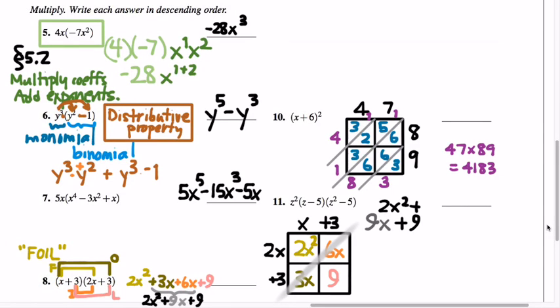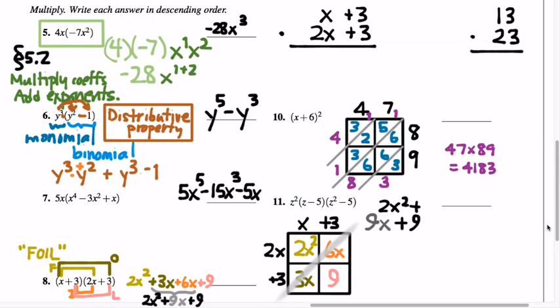So let's try it with x plus 3 and 2x plus 3. Again, lining them up one above the other, and trying to use the algorithm that we are familiar with for multiplying numbers to multiply these polynomials. So let's do the number problem real quickly over here. Let's say I'm multiplying 13 times 23. How do I do that using the digits? What happens first?